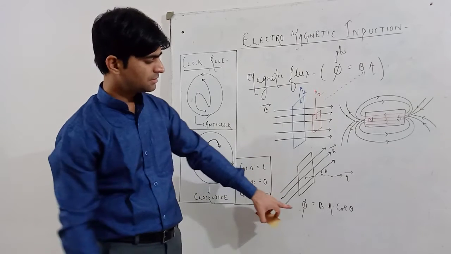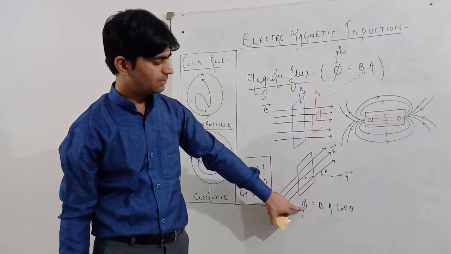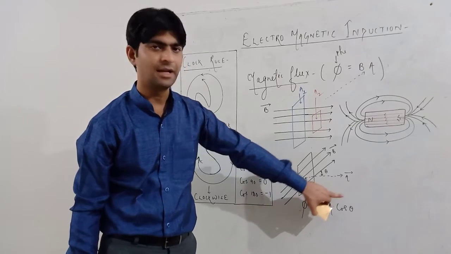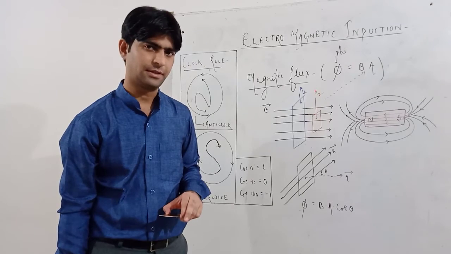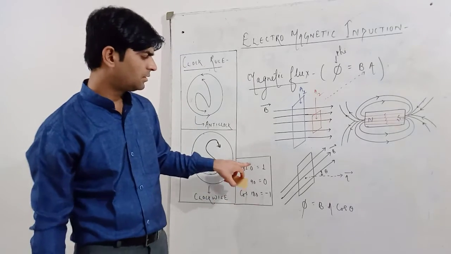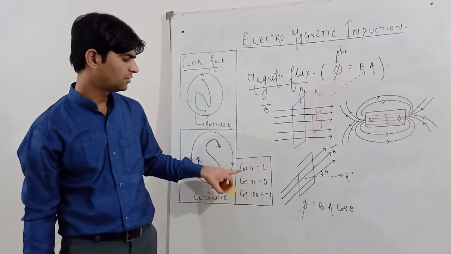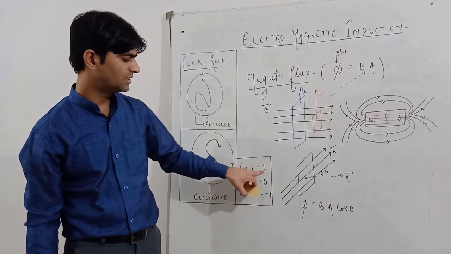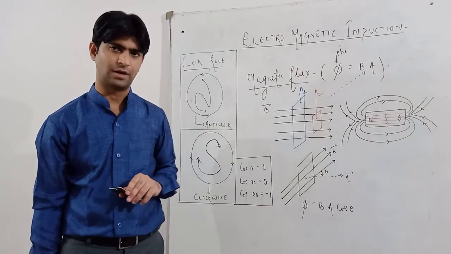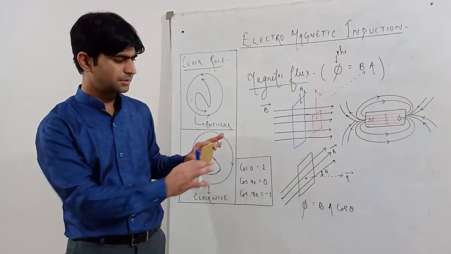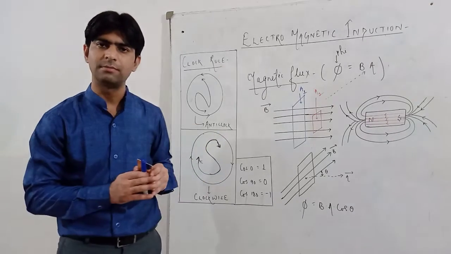In that case, the formula for flux will be phi equals BA cos theta. I have written the important values of cos here. Cos 0 degree is 1, cos 90 degree is 0, cos 180 degree is minus 1. So this is just a brief discussion on magnetic flux.